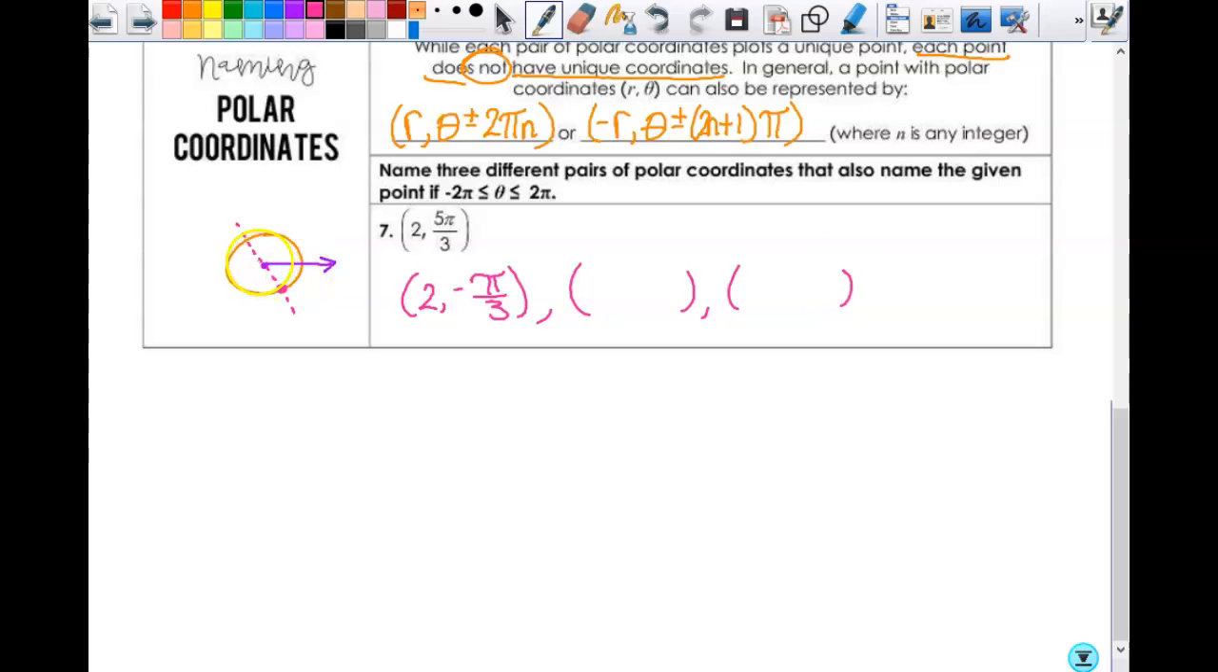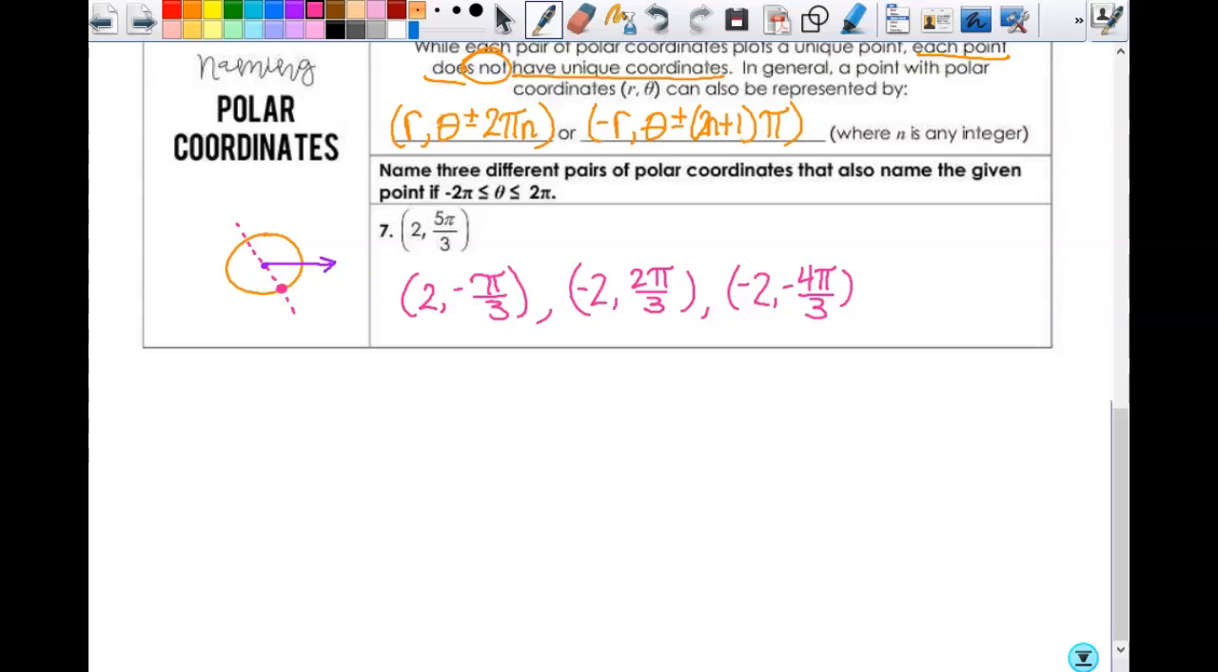Okay, so negative 2 pi thirds, because I would go to 2 pi thirds and then pass through. Okay, so I'm good with that. Then what? Negative 4 pi thirds. What do y'all think about that? Because I'd go negative 4 pi thirds and then pass through my pole, right? And that's why that picture helps me, so I can make sure I've done them all.